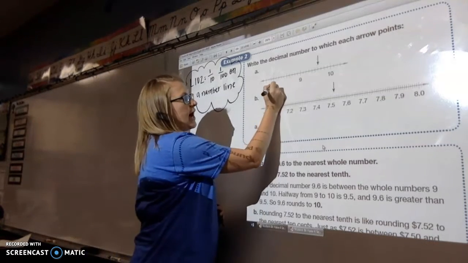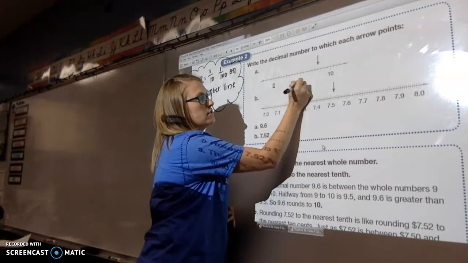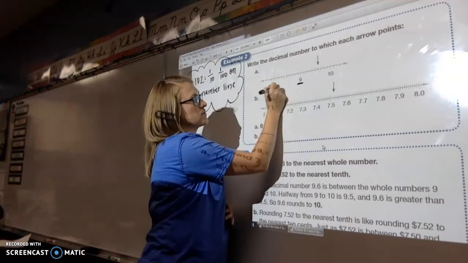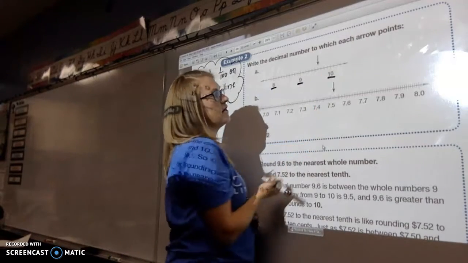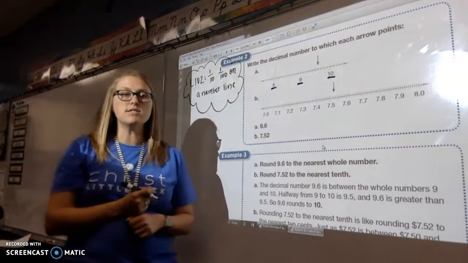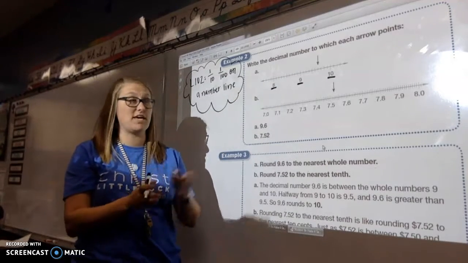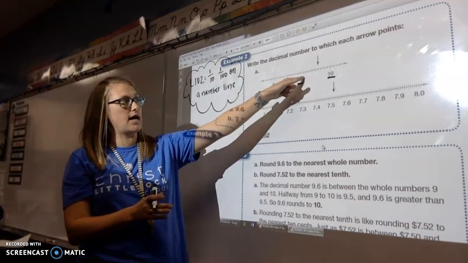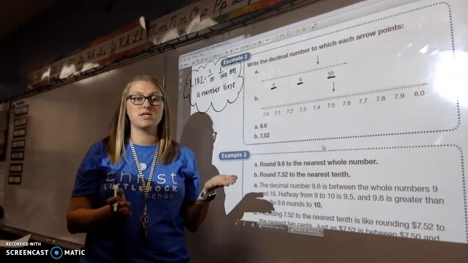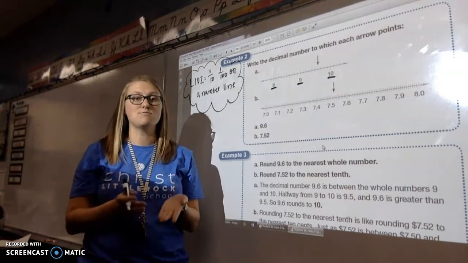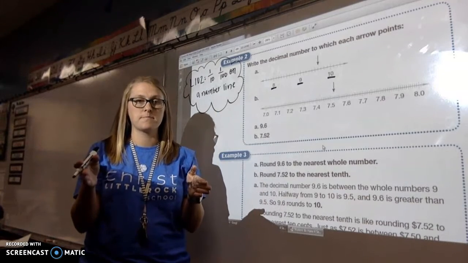So I have a whole number here of 8, and a whole number here of 9, and a whole number here of 10. When it's talking about tenths or hundredths, remember that's taking the space between a whole number, so 9 to 10, and splitting it up.